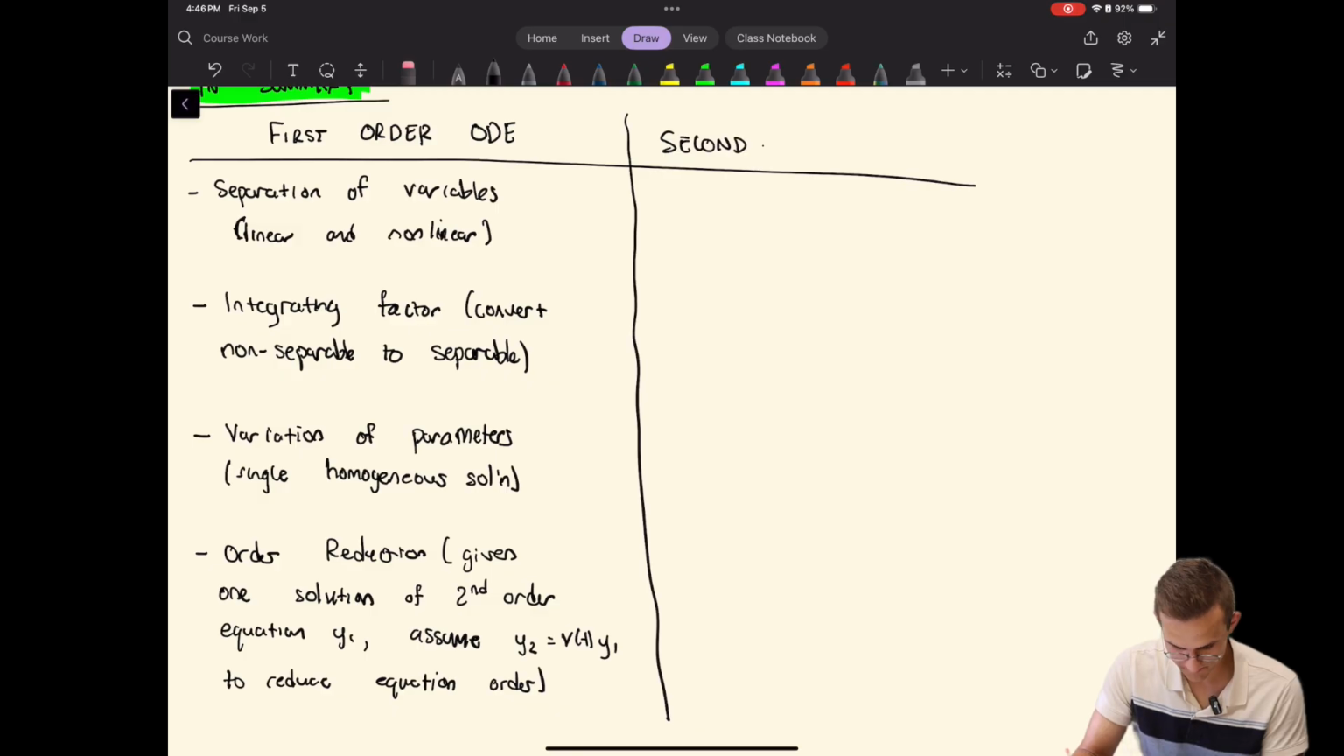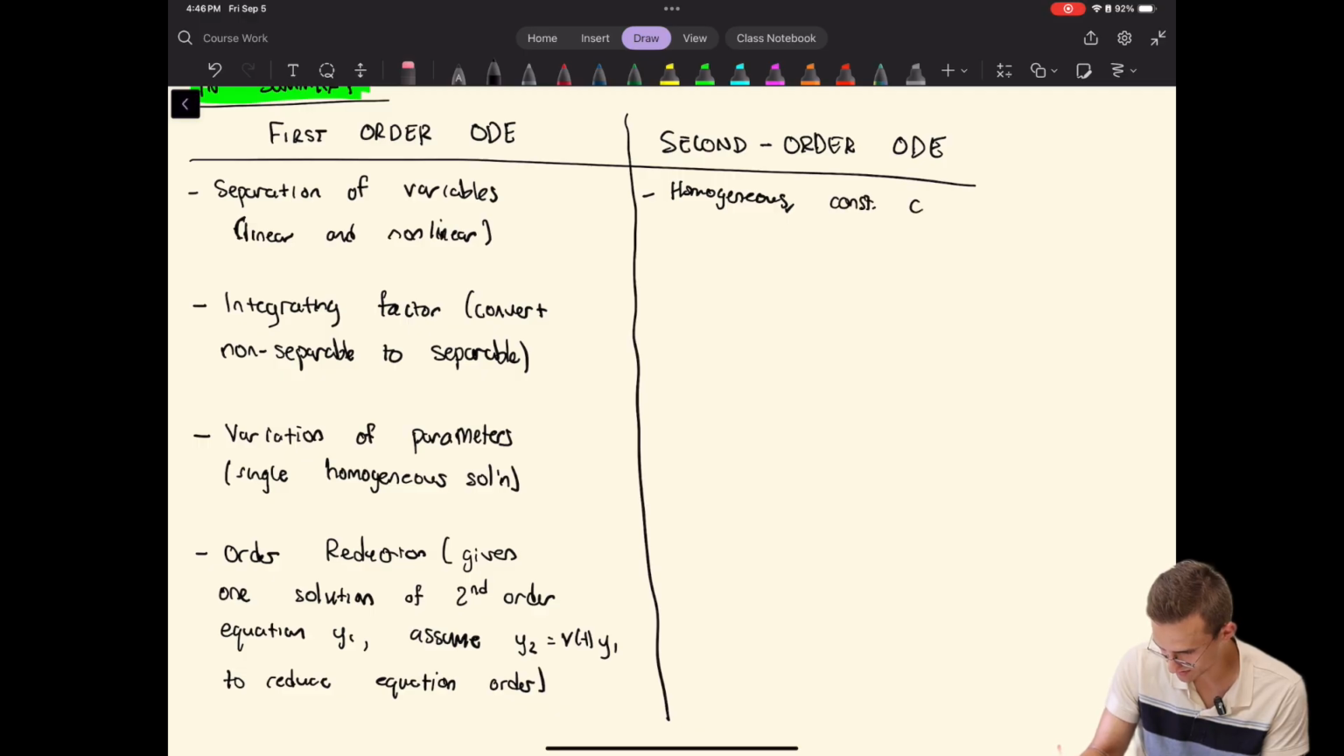So for second order ODEs, we have homogeneous constant coefficient equations. So homogeneous constant coefficients. That's going to lead us to the characteristic equation.